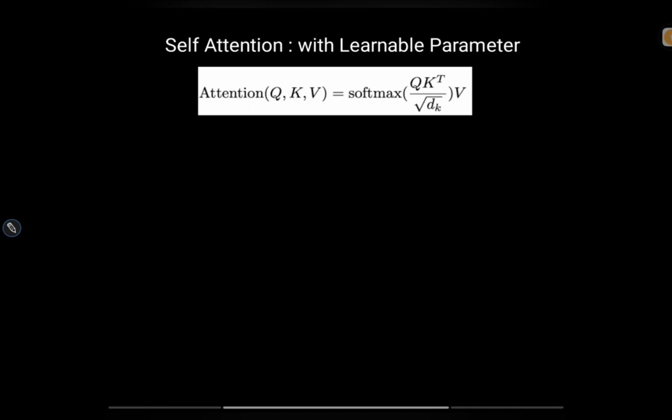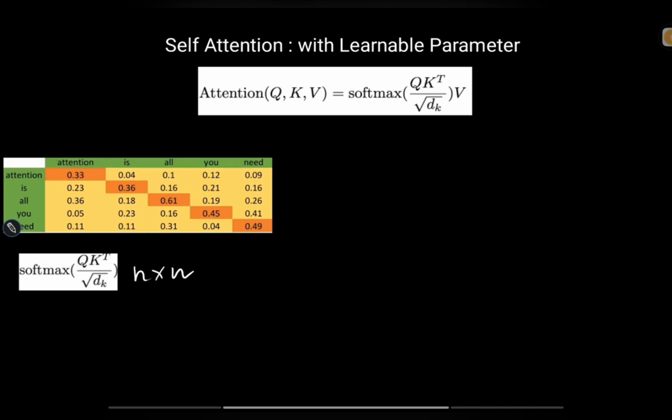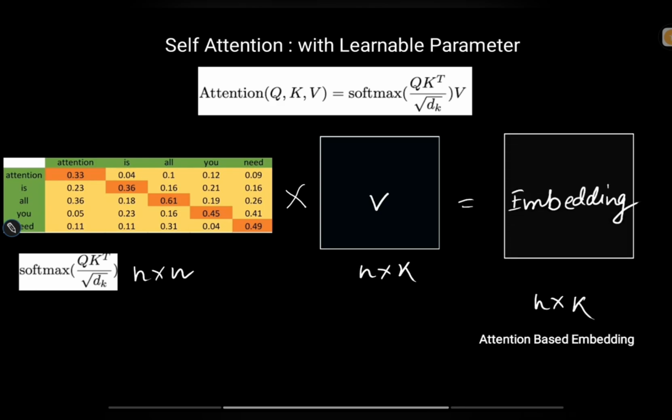After that, we have done the first part, the softmax operation on the dot product. Then we need to multiply this with the value vector, right? So we got the attention matrix, which is this n cross n matrix, and we will multiply it with V, which has the shape n cross k. So we are multiplying n cross n with n cross k, and the output we get is n cross k, right? This is what we call the embedding vector, and this embedding vector is much more context aware. So we are calling this the attention-based embedding.